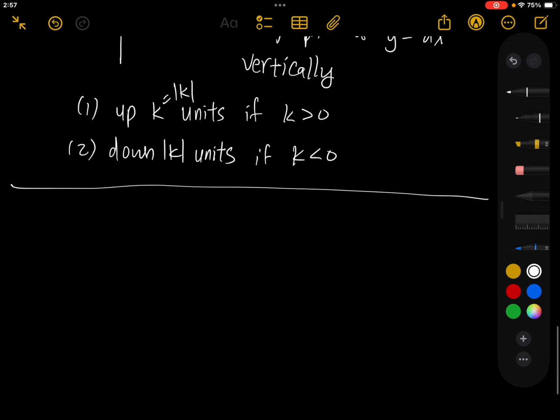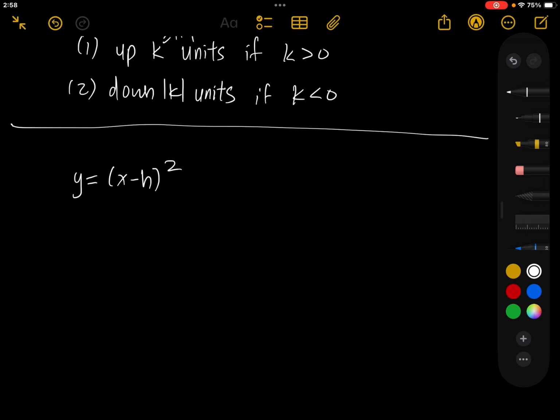Then there's also what happens if you have something like y equals x minus h in parentheses squared. So this time, the x is changing to x minus h, and then you're squaring that. And the question is, what happens? So let's look at the example y equals x squared and y equals x minus 4 in parentheses squared. And the question is, how are their graphs similar or different?